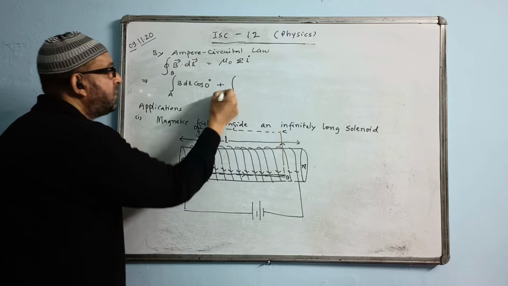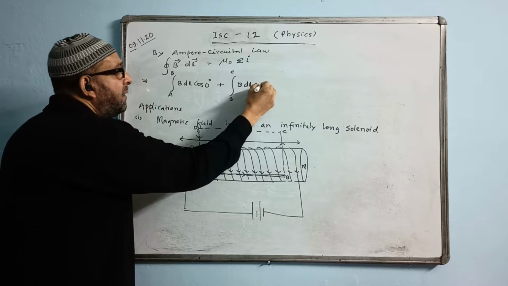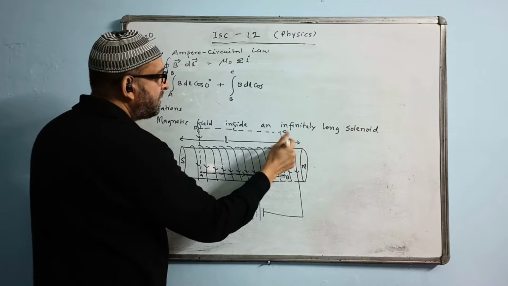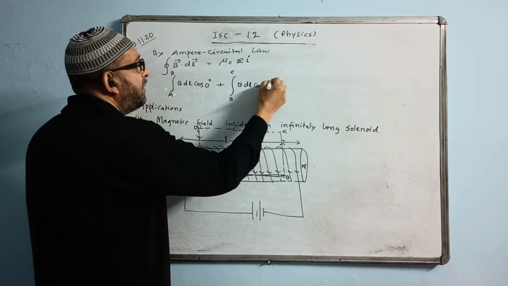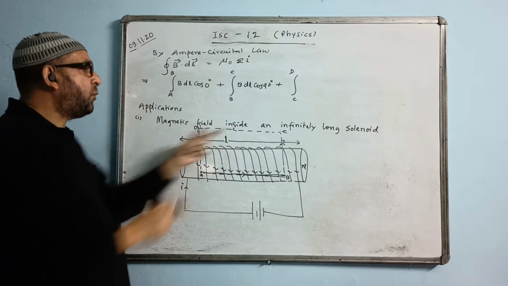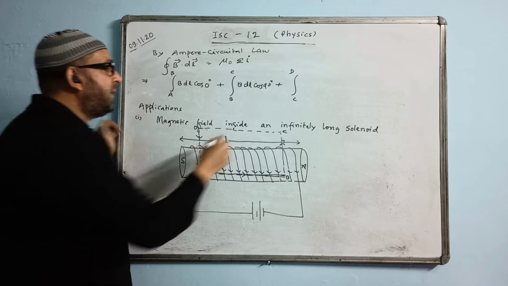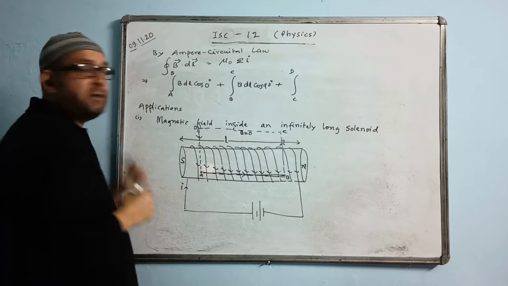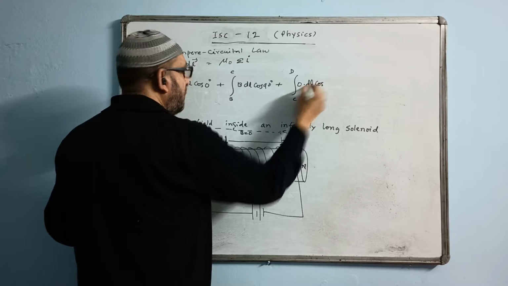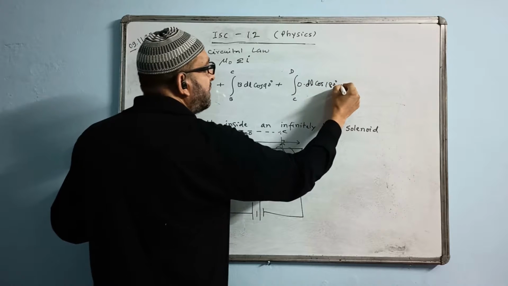Plus the next line is B to C. Again write B dl cos theta. How much is the angle? The magnetic field lines B are like this and dl is like this. How much is the angle between them? 90 degree. Plus the next one is C to D. This portion lies completely outside the solenoid, and we know the magnetic field outside the solenoid is 0. So here I write B value 0, 0 dl cos theta. The angle will be 180, though this does not matter because of the 0 here. 0 into everything is 0.